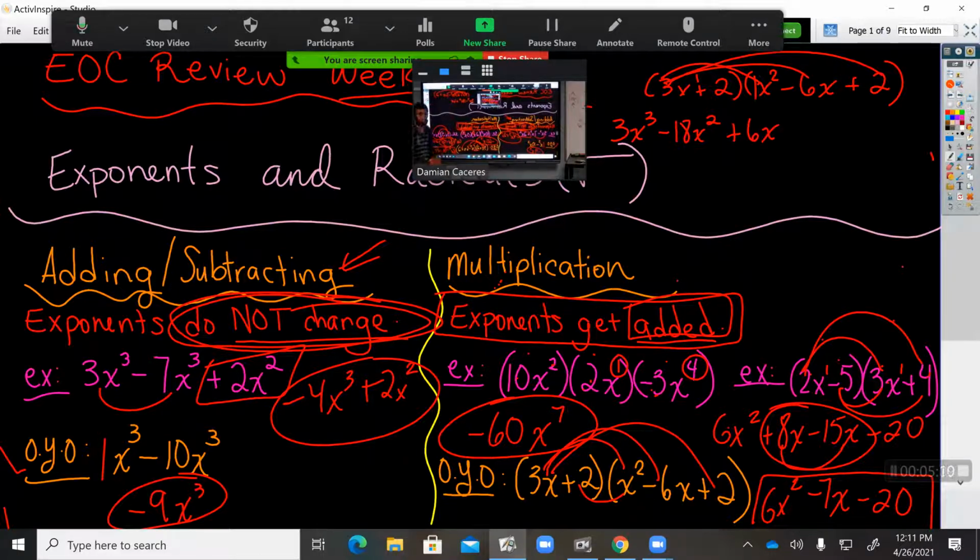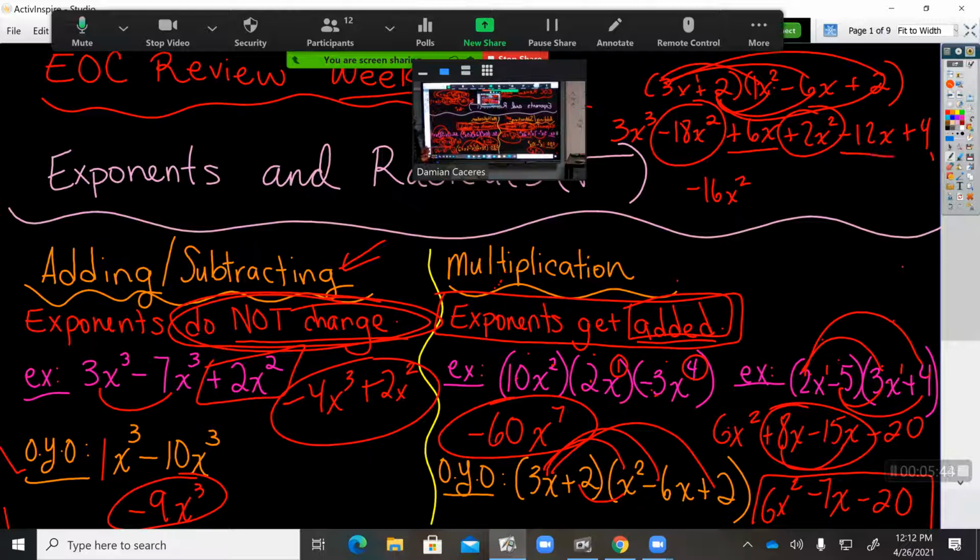We got three results. Now we distribute the positive 2 to those three numbers, so we get three more results. 2 times x squared, positive 2x squared. 2 times negative 6x is negative 12x. And 2 times positive 2 is positive 4. Now look at the like terms in the middle. We have negative 18x squared plus 2x squared, which gives you negative 16x squared. And now you have the x's. Positive 6x minus 12x is negative 6x.